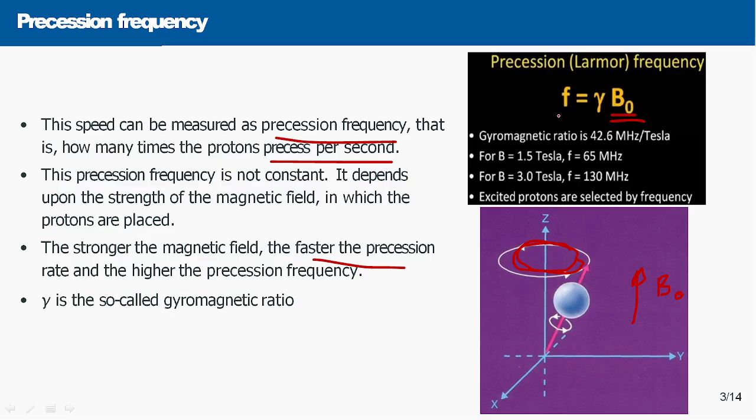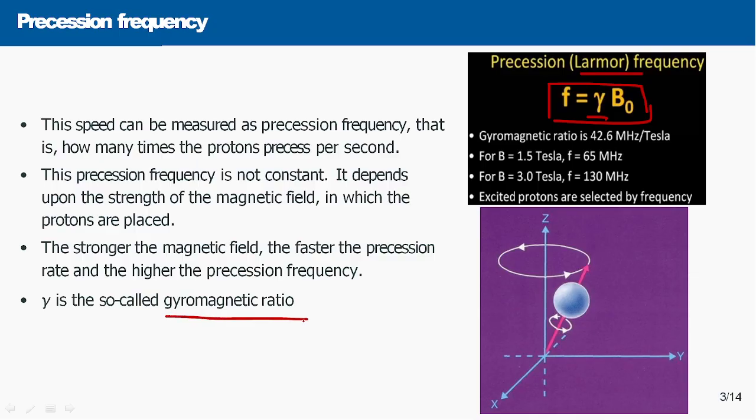This relation is expressed in one equation called the Larmor equation. The Larmor equation says that this frequency is directly proportional to the externally applied magnetic field. They are related by one constant, called the gyromagnetic ratio, which has a value of 42.6 megahertz per Tesla for the proton.